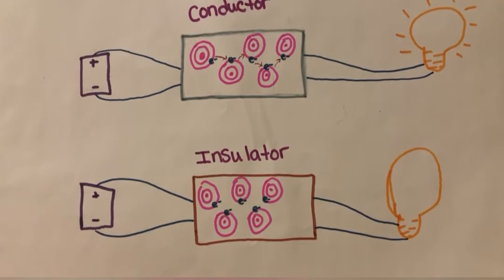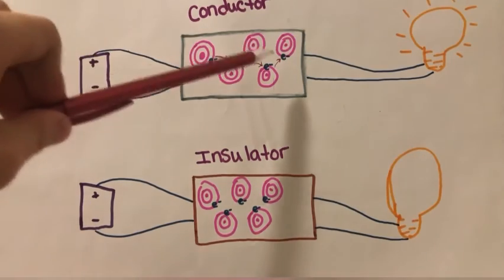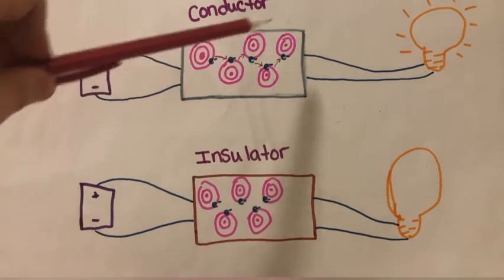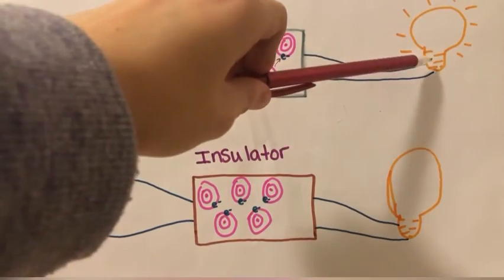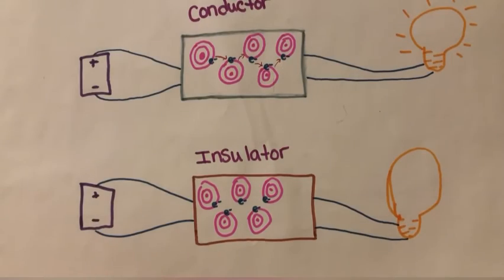Thus, charged objects will always distribute their charge until the overall repulsive force between electrons is minimized. If another object touches a charged conductor, the conductor can even transfer the charge to that object, just like how this conductor charged this light bulb.